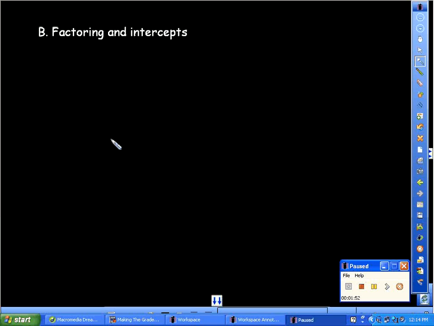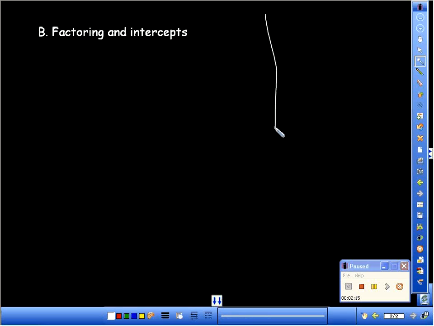Now we're going to talk about factoring and intercepts. The next set of your work asks you to factor one side of each equation completely. That would be the side that has the x on it. And then find the x-intercepts and y-intercepts of the graph of each equation. Well, let me talk to you a little bit about what the x and y-intercepts are when we're looking at quadratic equations.